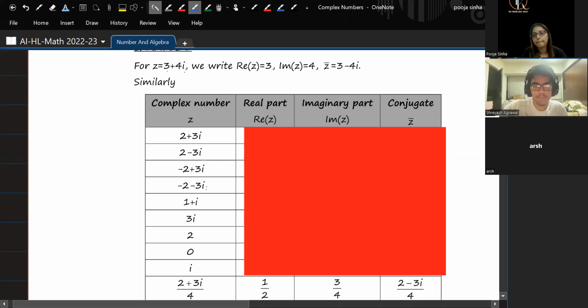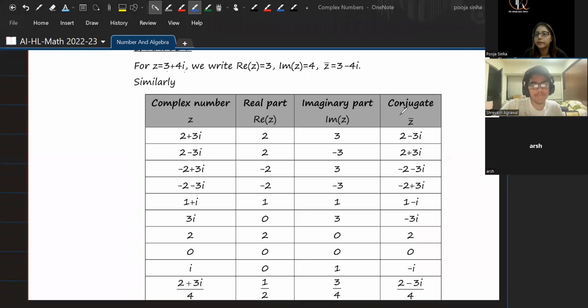Fourth one: real part is minus 2, imaginary part is minus 3, and the conjugate is minus 2 plus 3i. Okay. Next, with this one, real part will be 0. Very good. Imaginary part is 3. Conjugate will be minus 3i. So we've understood this whole thing, right? No confusions. Very good.